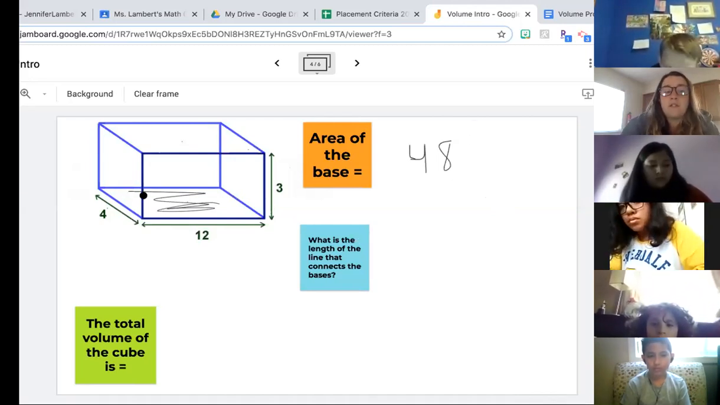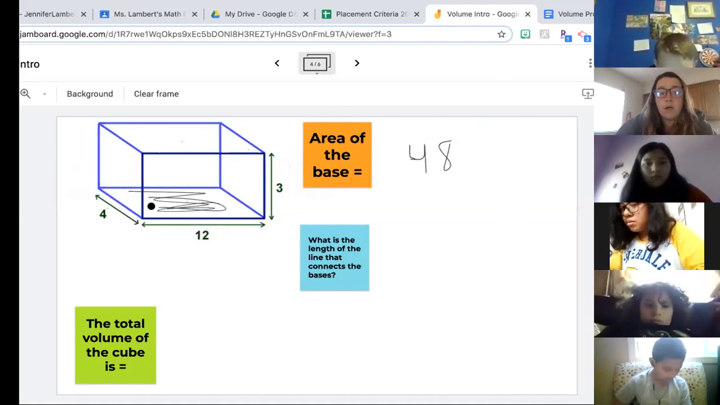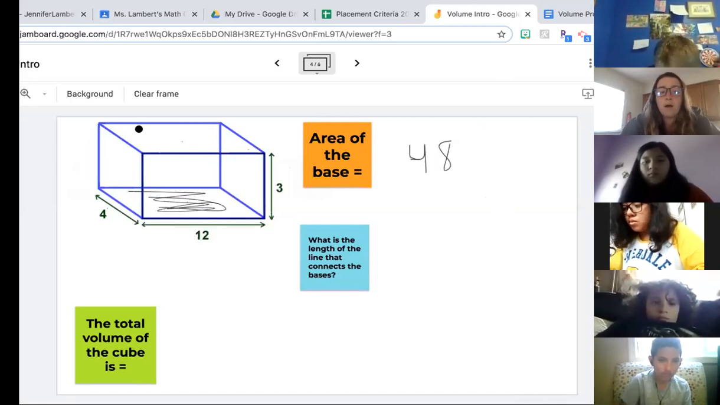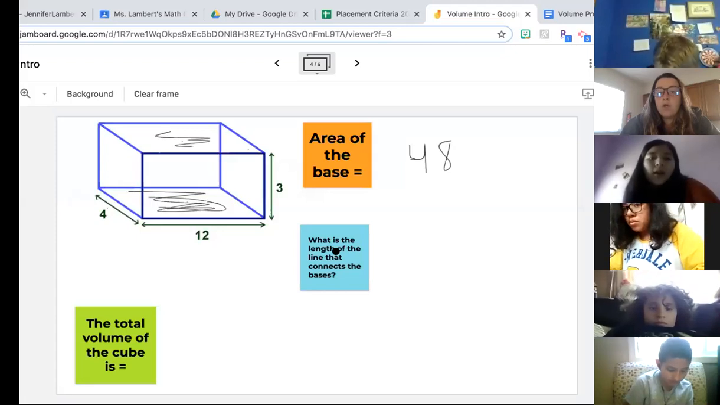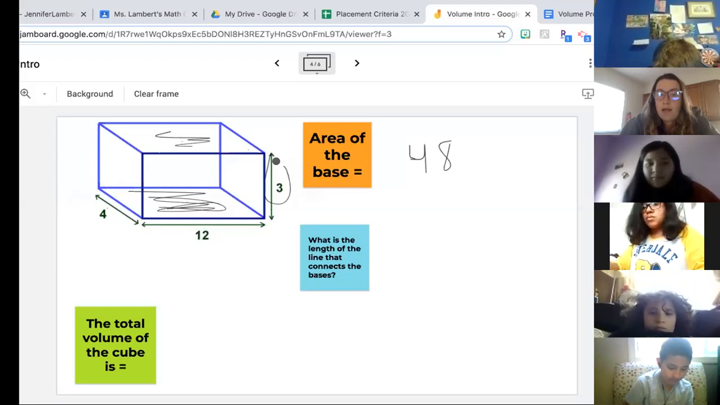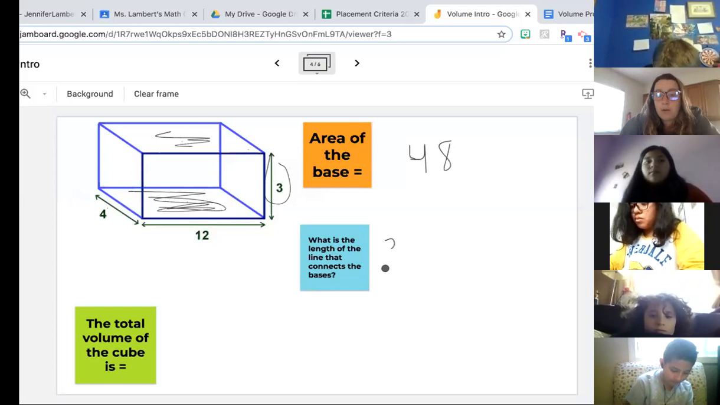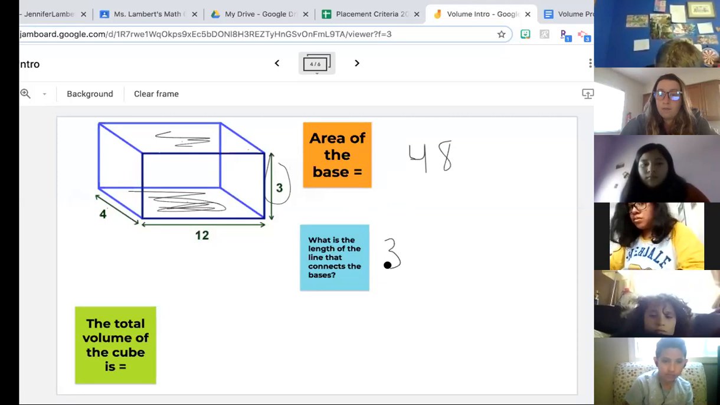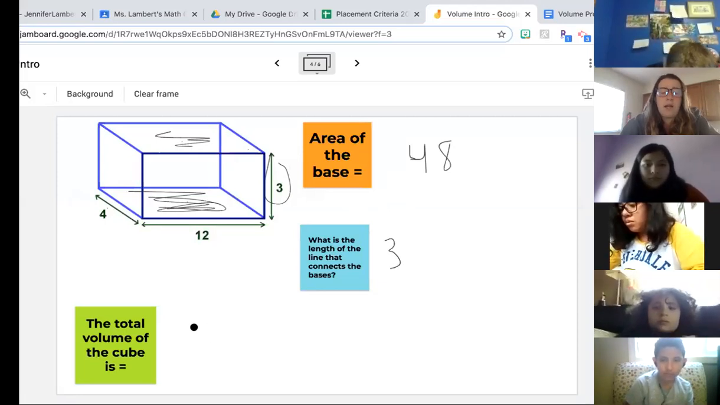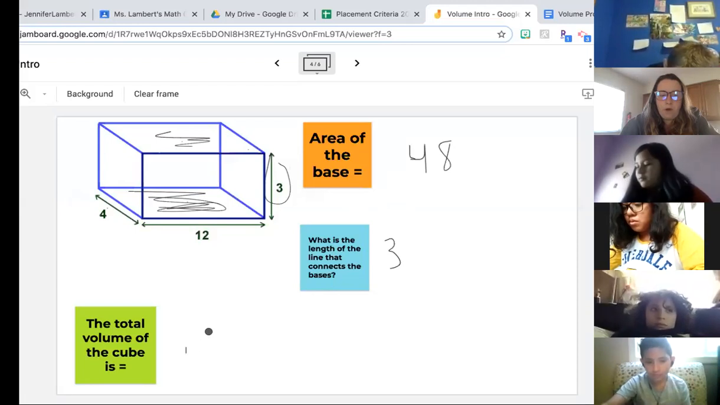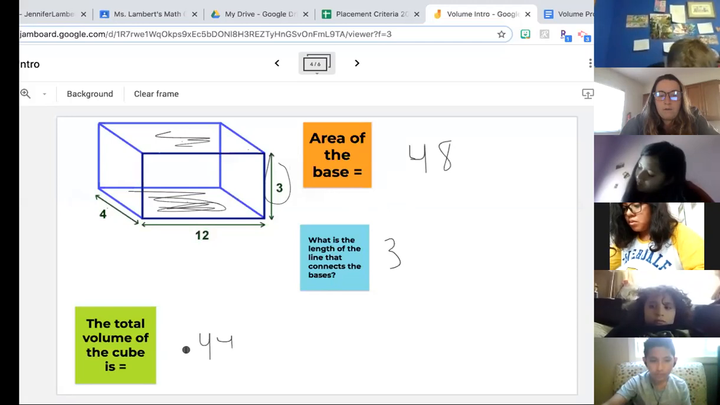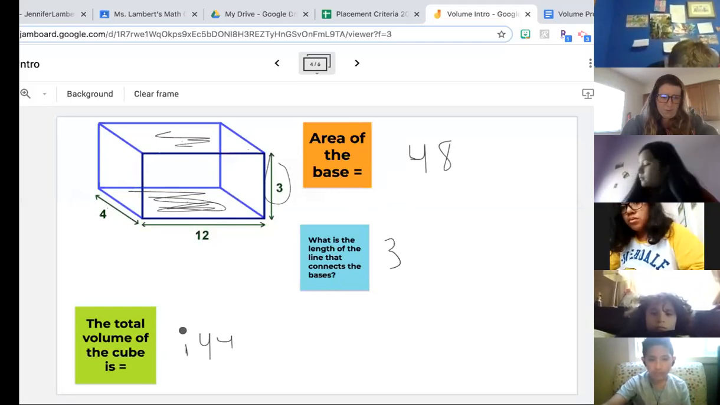So 12 times 4 gives me 48, and that would be units squared. Then if I look at this 48, I have to think, well, where is the other rectangle that matches the one on the bottom? Well, it's the one on the top. So what's the height of this prism? 3 would be the height. That's the line that connects the bottom from the top. So I take the area of the base and I multiply it by the height of the prism. So 48 times 3 gives us 140, good Sebastian, 144. It's a 1 there.